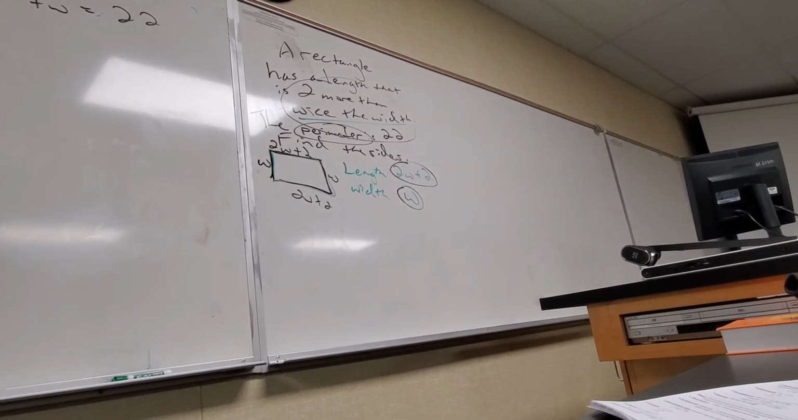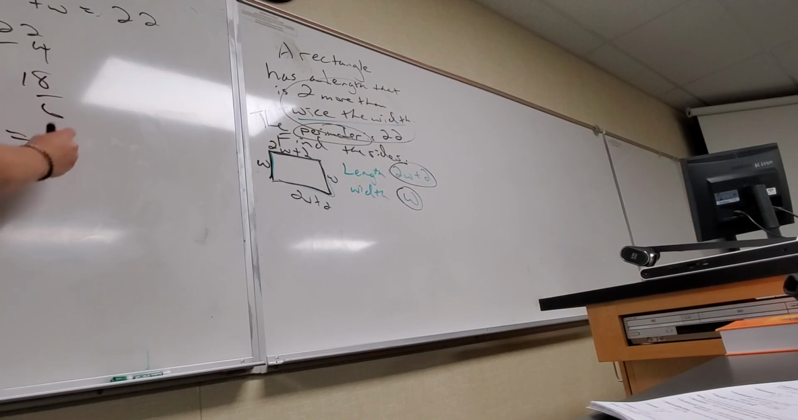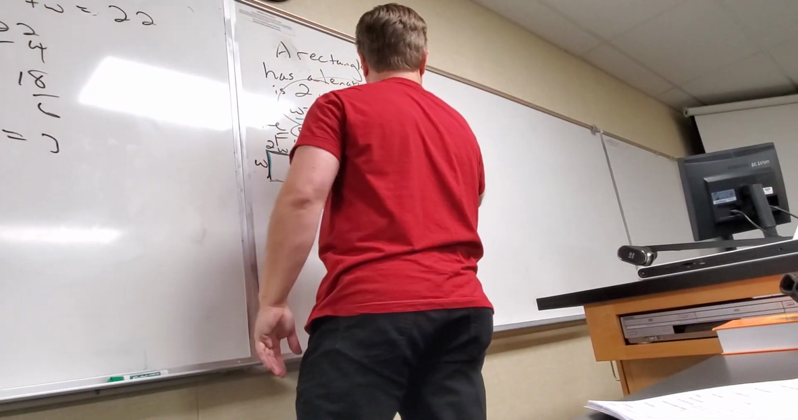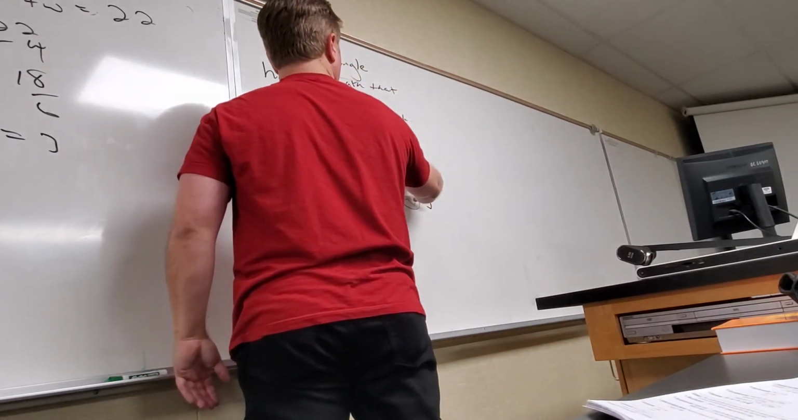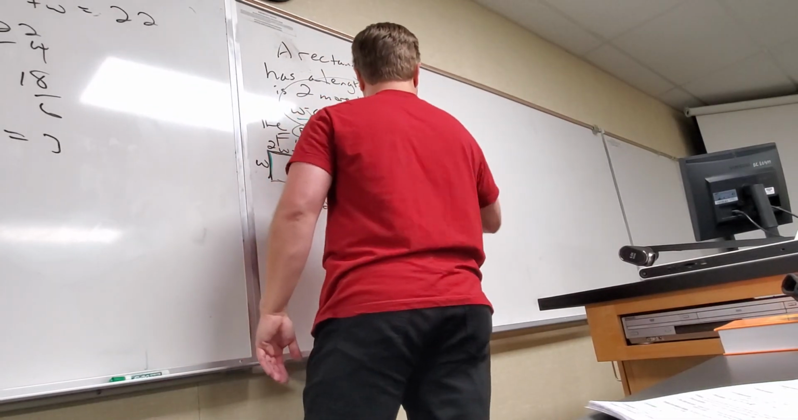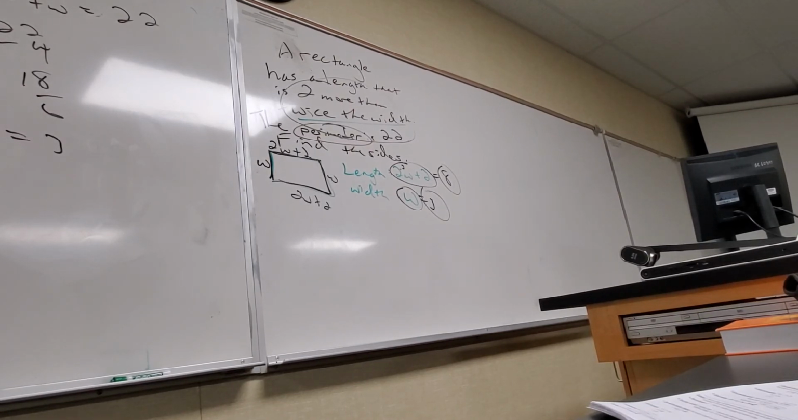And then I got 3W, 5W, 6W. Subtract 4. I got 6W is 18, divided by 6. I got W is 3. Right? Not a hard equation. You guys could do that. So W is 3. So what's the length? 2 times 3 is 6, plus 2 is 8. 8 plus 3 is 11. I know, but that's only halfway, isn't it? 8 plus 3 plus 8 plus 3 is 22.